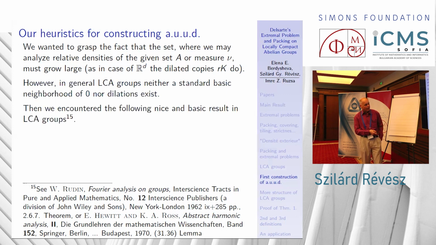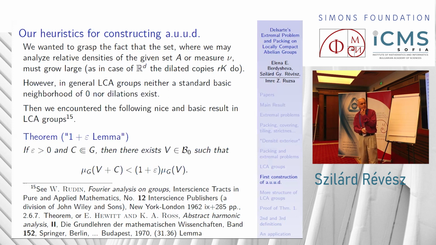And then we encounter the following nice lemma, which is a basic lemma in the theory of locally compact abelian groups. And this says the following: for given epsilon and a compact set C, there is always a Borel measurable set V, such that the Haar measure of V plus C is only a little larger than the Haar measure of the original set V. I mean, the measure can be huge, but the difference is only epsilon times. So this is a basic lemma, which is explained in Rudin, in Hewitt-Ross.